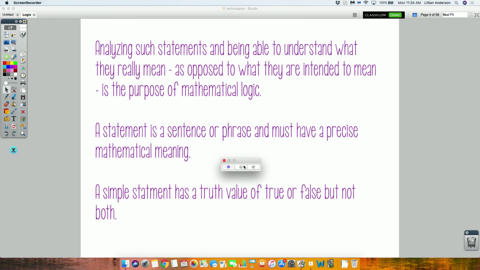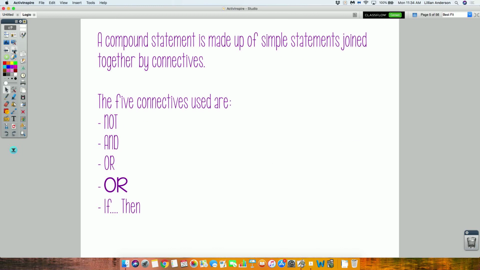Now, these statements that I'm referring to are literally like sentences, such as, I studied for my test and I went to the football game. That's an example of a statement. It's actually a compound statement because it's two simple statements that are joined together with a connective. The connective that I used as an example was and. I studied for my test and I went to the football game.